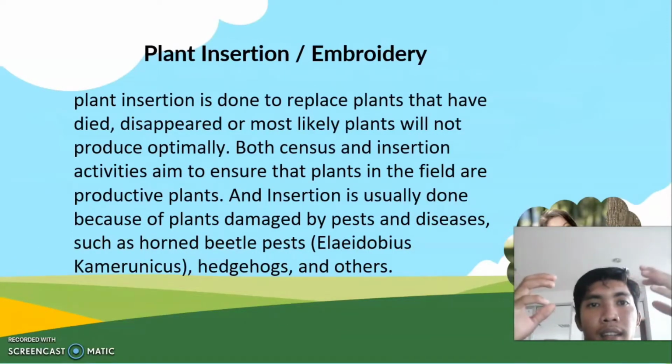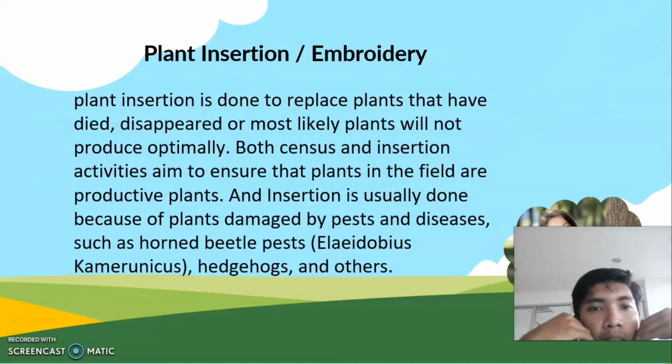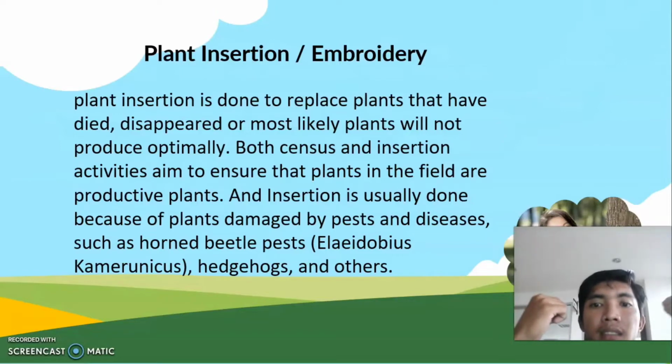Work two, plant insertion and embroidery. Plant insertion is done on the plants that have defects. These plants most likely will not produce optimally, so census and insertion activities aim to insert new plants in the failed or unproductive plants. Insertion is needed because plants are damaged by pests and diseases such as rhinoceros beetle pests, and other pests.